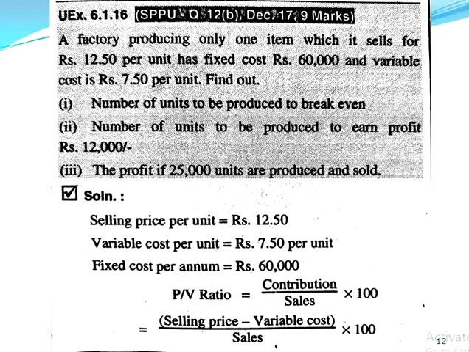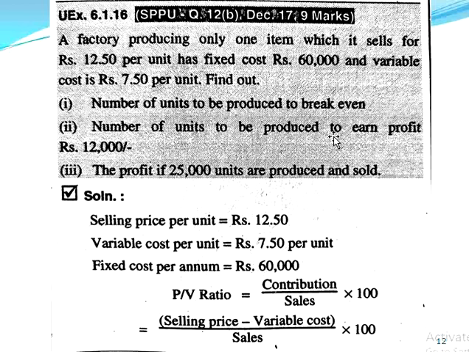Next question: a factory produces only one item which it sells for 12.50, that is selling price per unit 12.50, has fixed cost 60,000 and variable cost 7.50 per unit. Find out: we have selling price, variable cost and fixed cost. Almost all are given, so we can calculate anything regarding break-even analysis. Number of units to be produced at break-even point.